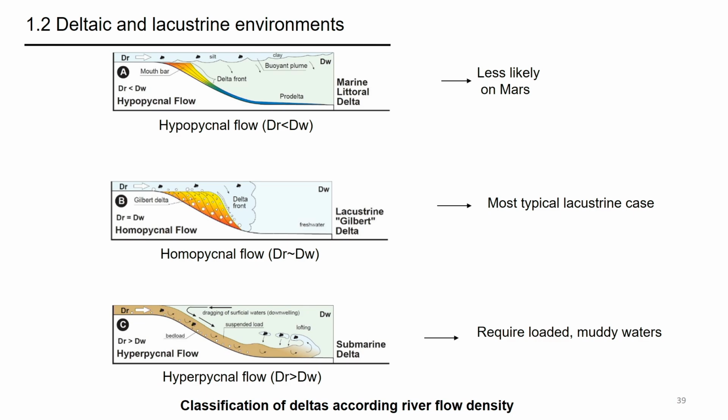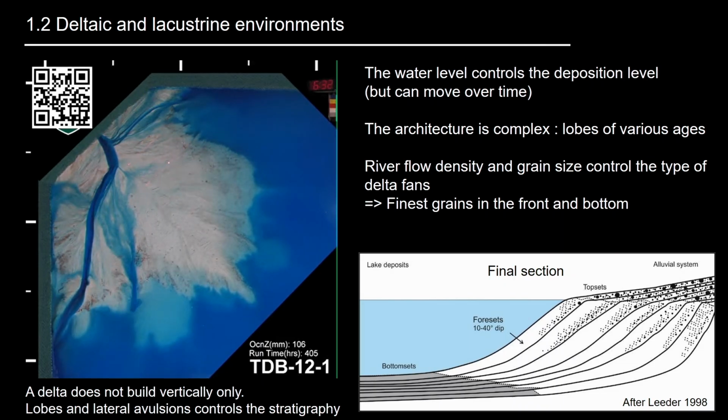The most classical case is what is called here the Gilbert delta, found by Mr. Gilbert in the 1890s. It's a delta in which you have progressive settling of deposited material like this, with a delta plane and a delta front. So this is typical of a lake when the density of the water is the same as the density of the river water. And this is a sandbox.